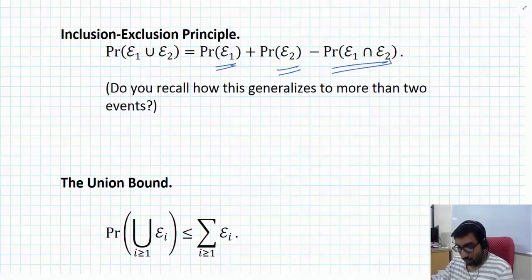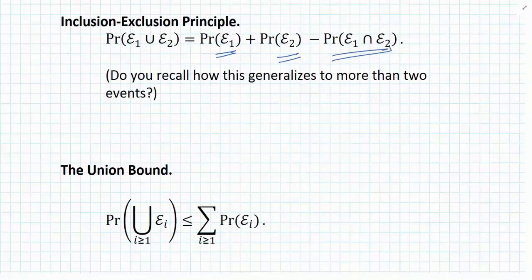And you may recall that this principle can be generalized to more than two sets, or in this case, more than two events. And so a quick exercise would be to write down the formula when you have not just two events, but some n events.